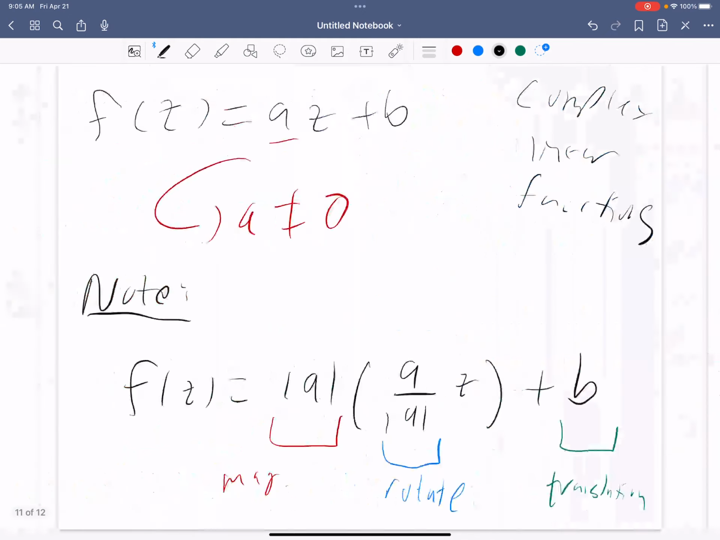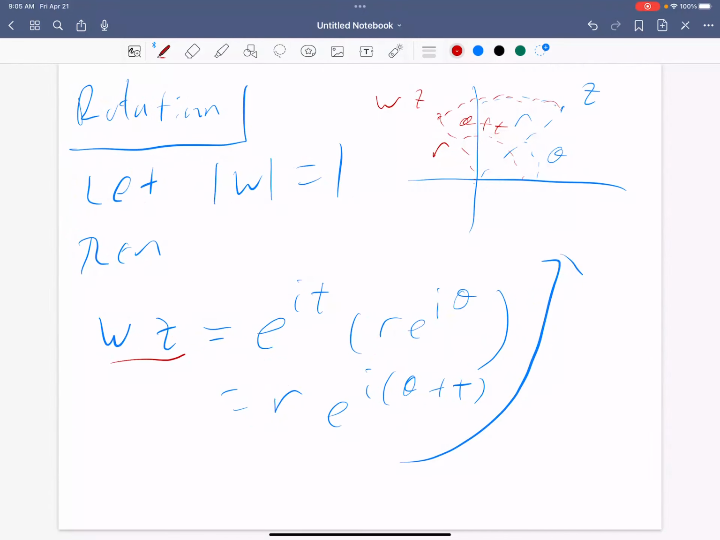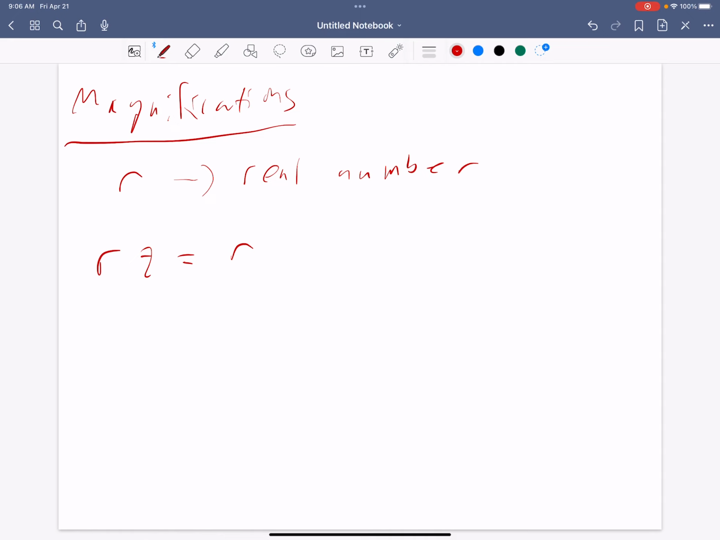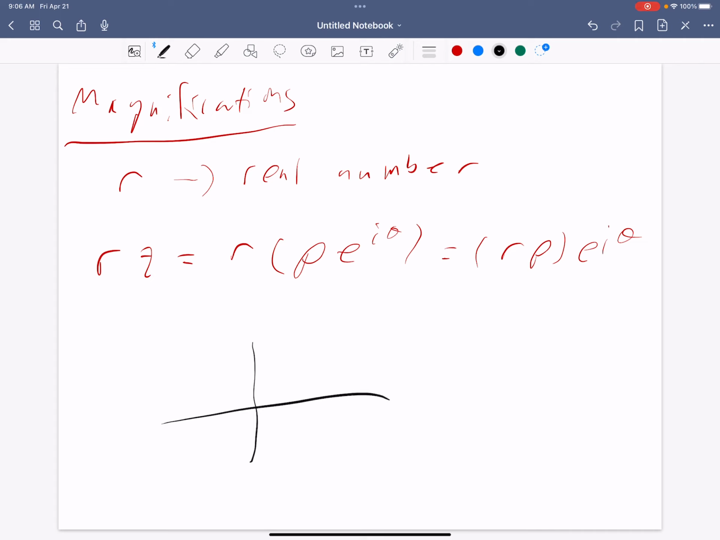All right, what color to use for magnification? I gotta use red. All right, magnification. So if you take a real number r and you look at r times z, well, z, again, in its polar form, let's say it's rho e to the I theta, well, r times rho e to the I theta, so the angle stays the same, but how far away it is has been magnified by r. So indeed, multiplying by a real number magnifies.